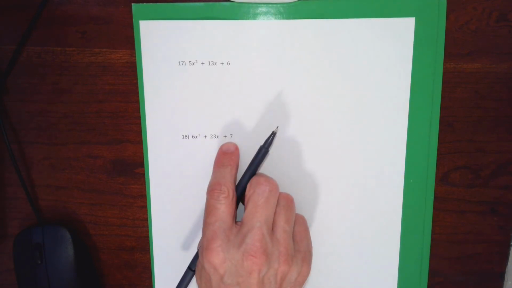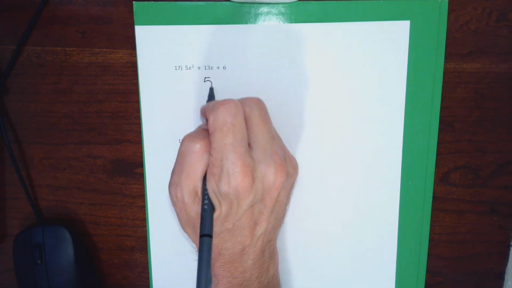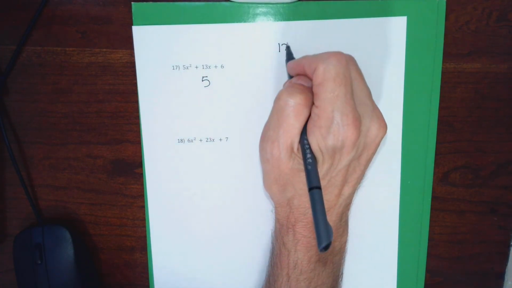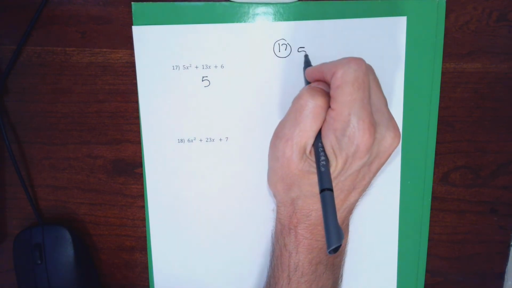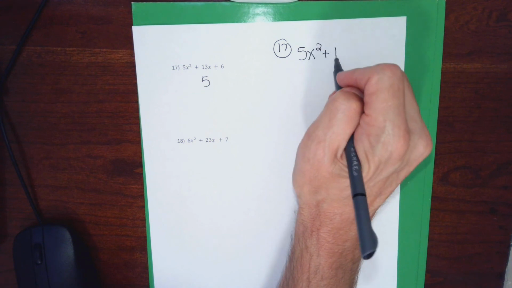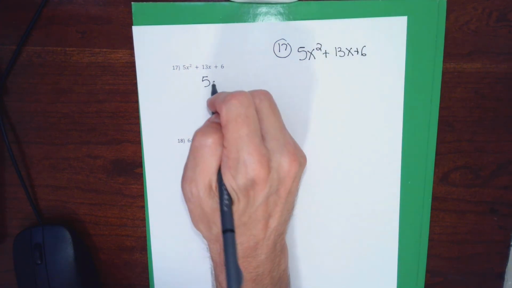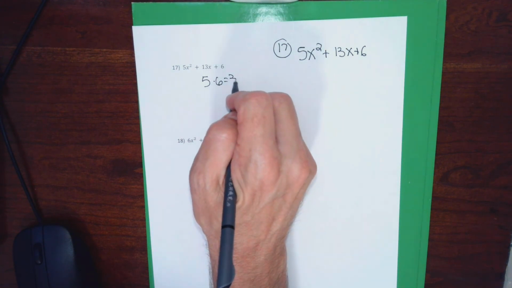This looks just like yours. Let's do 17. So 17, I'm going to start off and multiply the 5 and the 6. Be nice for you to pause the video and give this a go yourself. So I start off multiplying the 5 and 6 and I get 30.